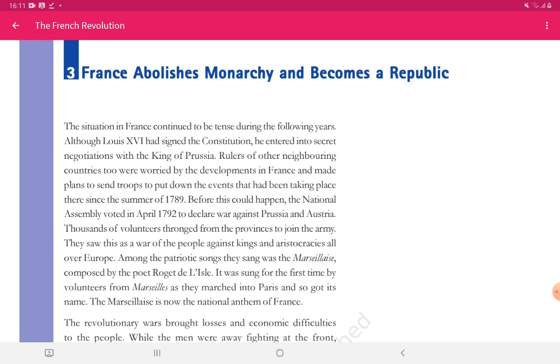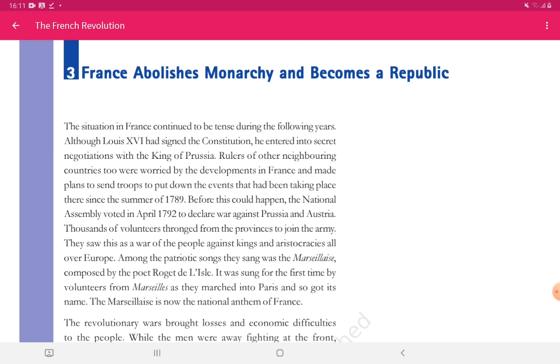Rulers of other neighboring countries who were worried about the developments in France made plans to send troops to put down the events that had been taking place since the summer of 1789. So these were the policies the other countries thought to apply over France.